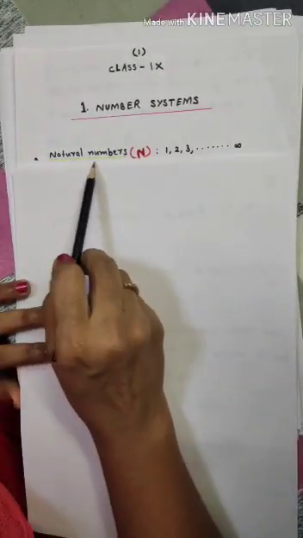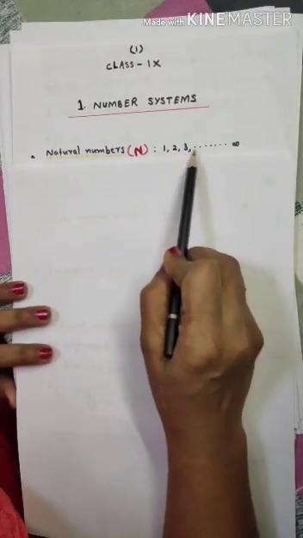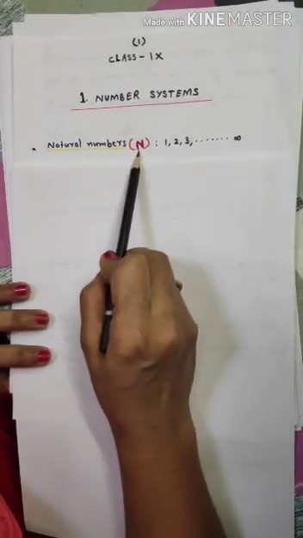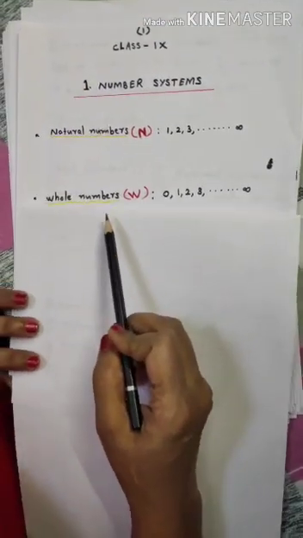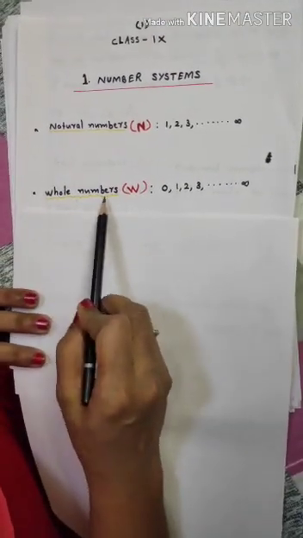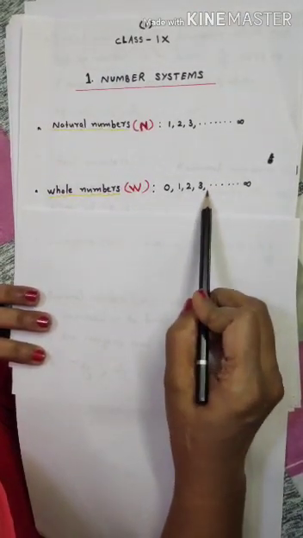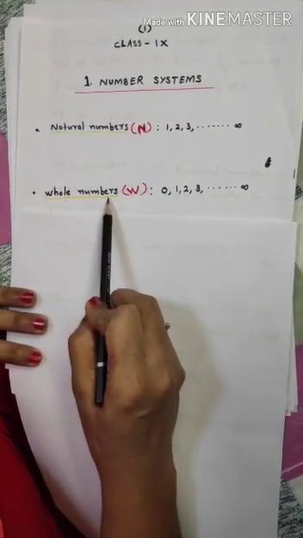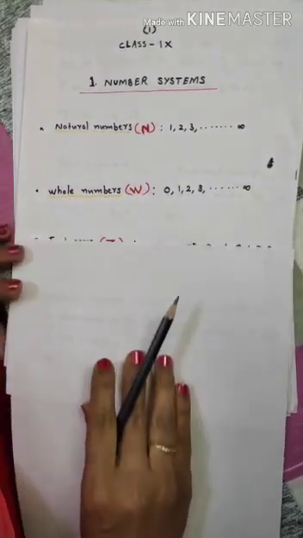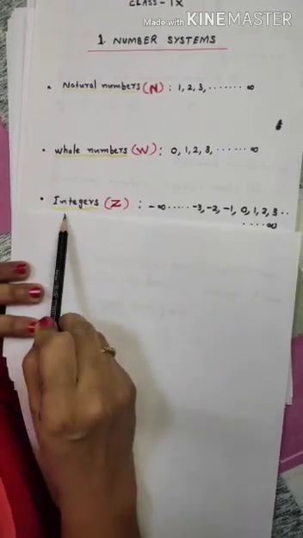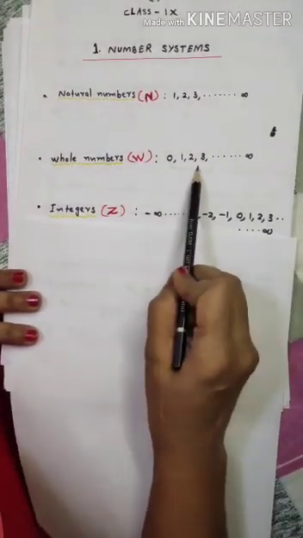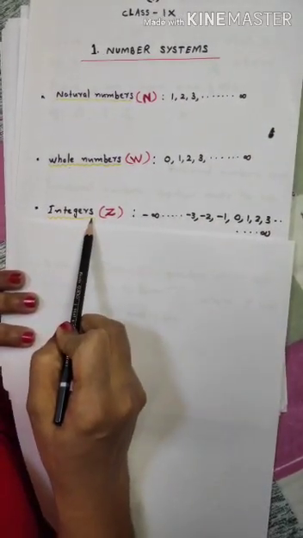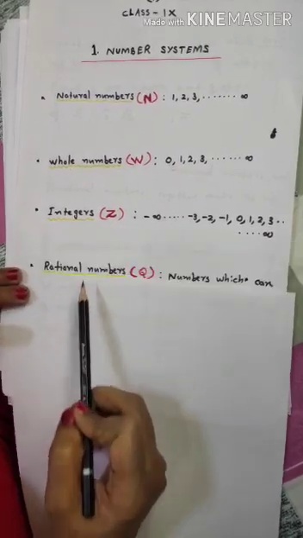At first we have natural numbers 1, 2, 3, etc., up to infinity. Natural numbers are denoted by the symbol N. Next, we have the set of whole numbers. The set of natural numbers added with 0 gives the set of whole numbers, denoted by the symbol W. Then we have the set of integers. The set of whole numbers added with the negative numbers gives the set of integers, denoted by the symbol Z.